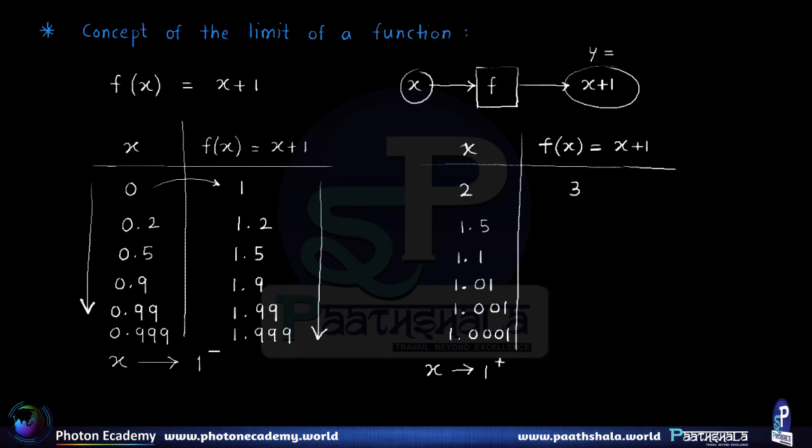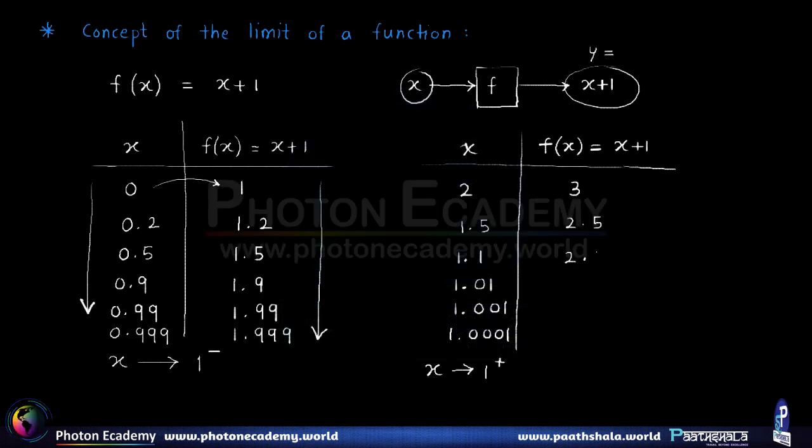So correspondingly here, if this is the case, then f of x initially is 2 plus 1, that is equal to 3, right? Then when it reduces to 1.5, this will reduce to 2.5 and so on. Like we will go on reducing the values of the function here.